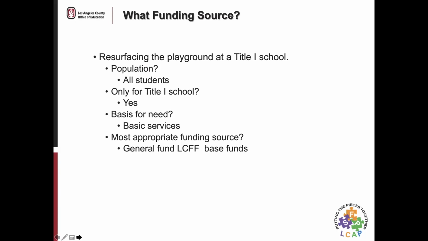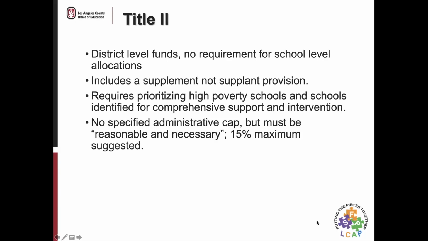All right, next, we're moving off Title I onto Title II. Title II is a district level allocation. There's no requirement for a school level allocation. It's district funds, so decisions can be made at the district level. It does include supplement, not supplant, in the old fashioned way, the 3 criteria. A new requirement under ESSA is that you prioritize high poverty schools and schools identified for comprehensive support and improvement. So you should be able to articulate a process for ensuring that you're prioritizing those schools.